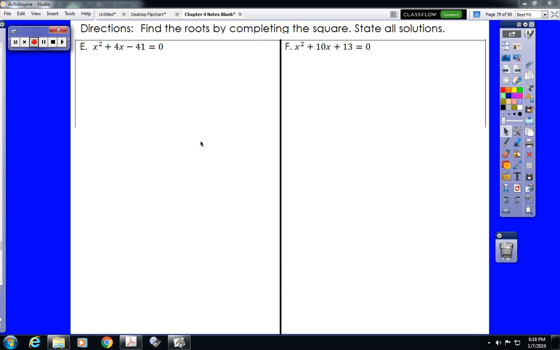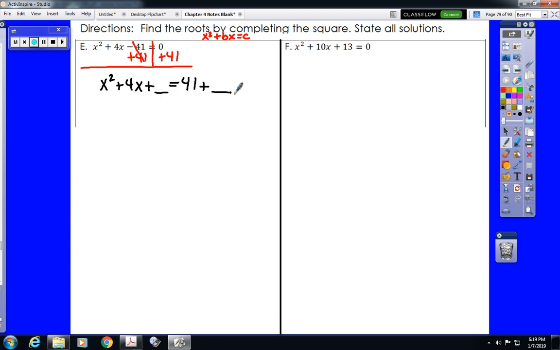So on E, we need to again remember that we have a certain format that this has to be in for us to start. It has to be in the form x squared plus bx equals c. So our first step is to move the 41 to the right side by adding 41 to each side of the equation. That will give us x squared plus 4x equals 41.